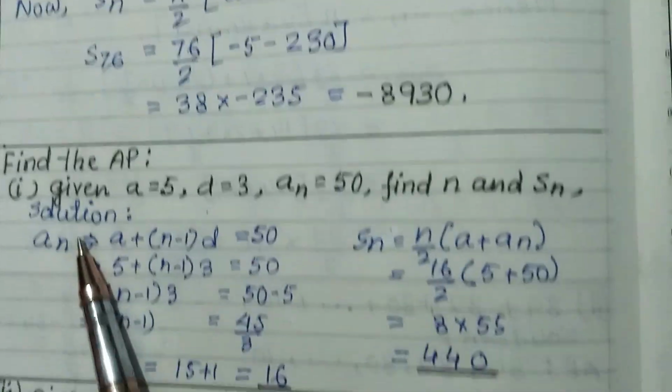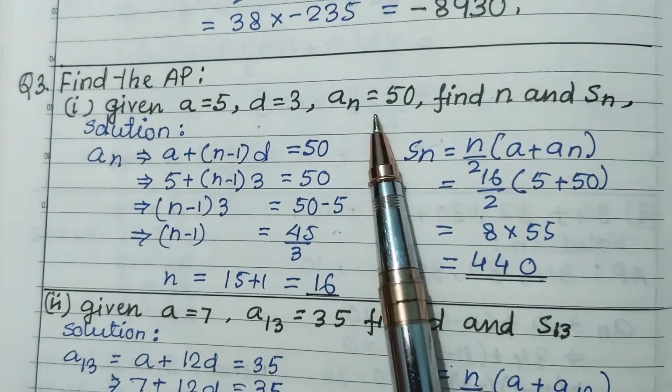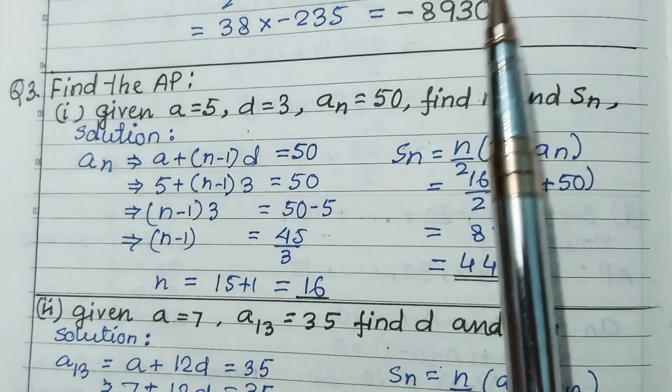Question number 3. Find the AP given that a, d, an are given, find n and Sn. Same type of question.